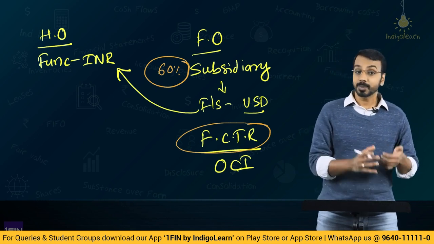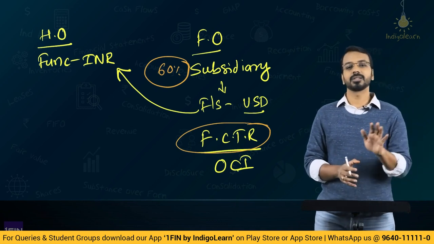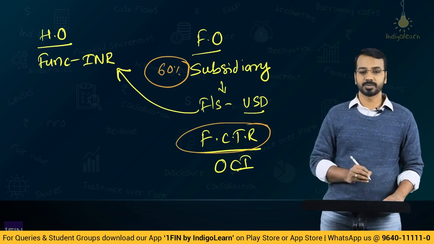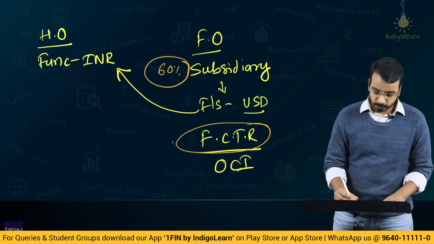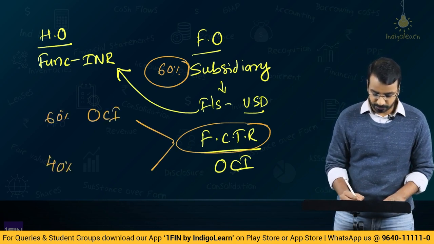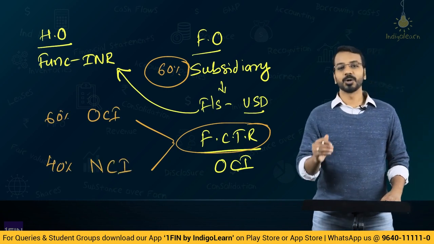And if it was a 100% subsidiary, the entire amount could have been recognized in OCI in the consolidated financial statements. But if it, let's say, is only a 60% subsidiary, then you have to split this into two parts. OCI for 60% and the remaining 40% share will be for NCI, that is non-controlling interest.